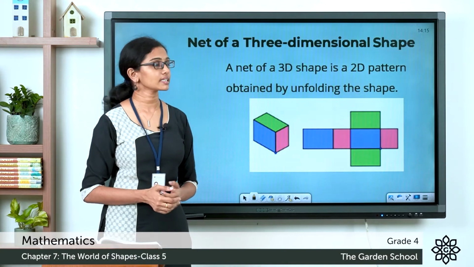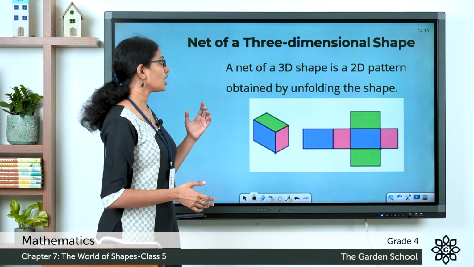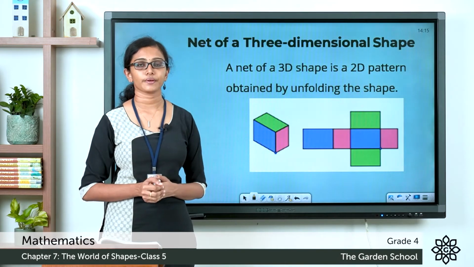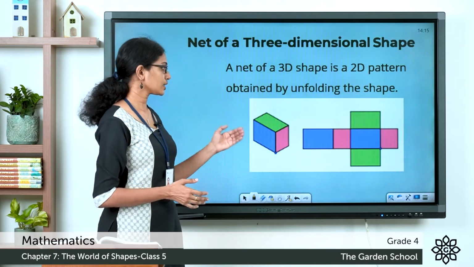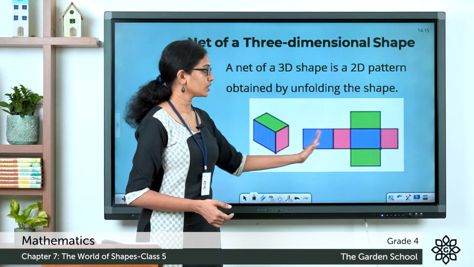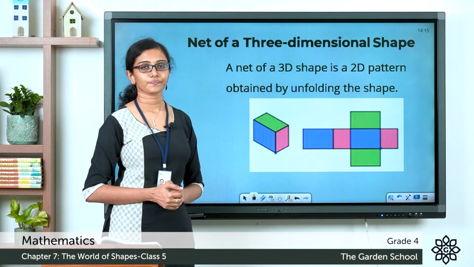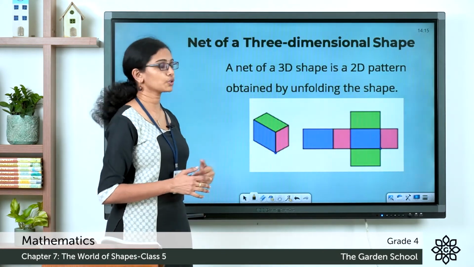So what is a net? A net of a 3D shape is a 2D pattern obtained by unfolding the shape. Let me make that more clear to you. Here you can see a cuboid. If you open it or unfold it and keep it flat, you will get a pattern like this. And this pattern is called the net of this cuboid.